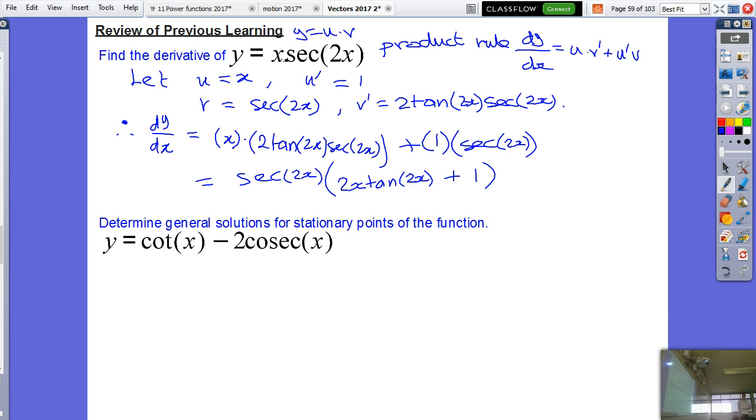Alright. Good. So now let's try this one. Determine the general solutions for stationary points of the function. Right, so we have to draw on a number of things here. First thing is finding stationary points of a function. Okay, what's the method for that? That's correct. The derivative dy dx is equal to 0, and we set up an equation that we're going to solve.